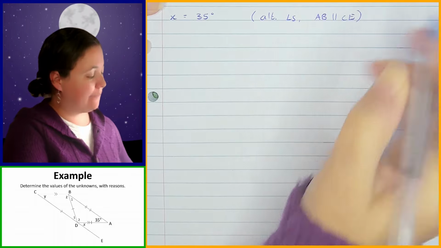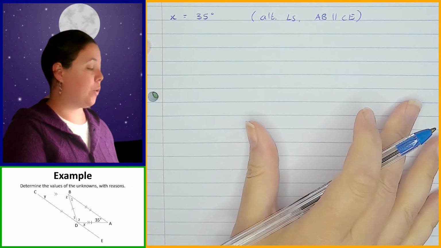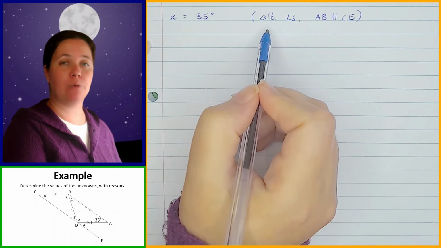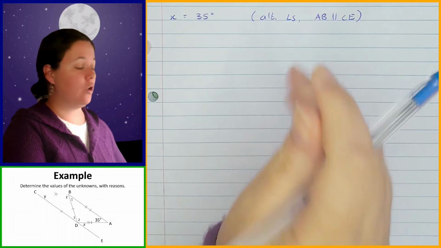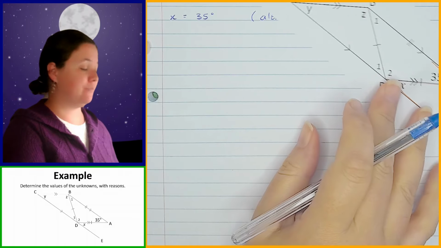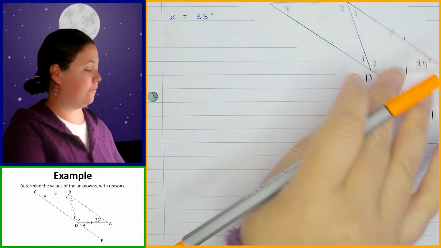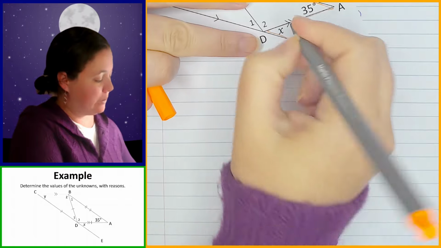You always have to say which lines are parallel when you are working with alternate, corresponding, or co-interior angles. Otherwise, you can't say that they are equal or supplementary. Okay, so now that I've said that, I can go and fill it in on my diagram. So this is 35 degrees over here.